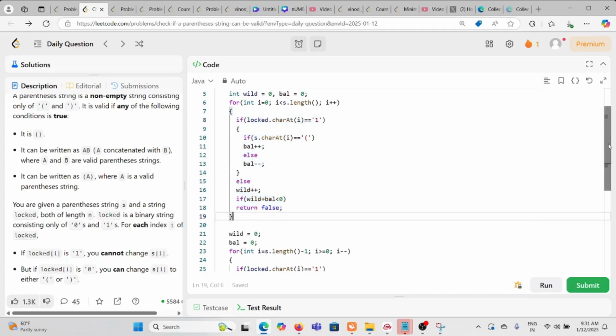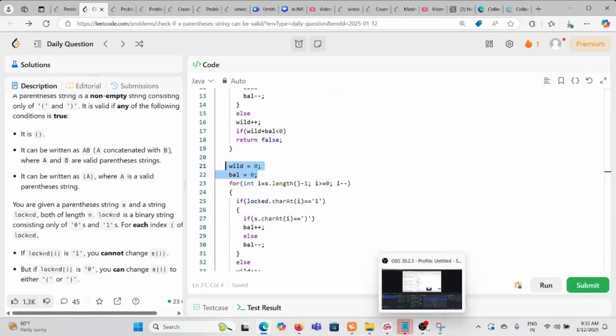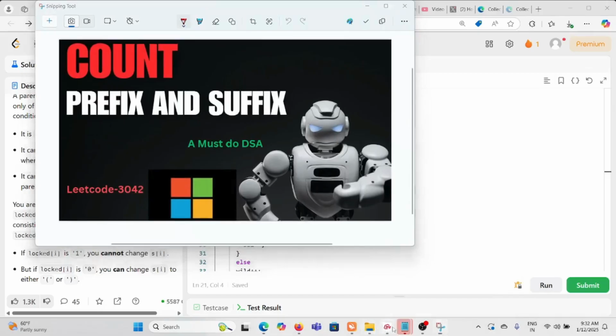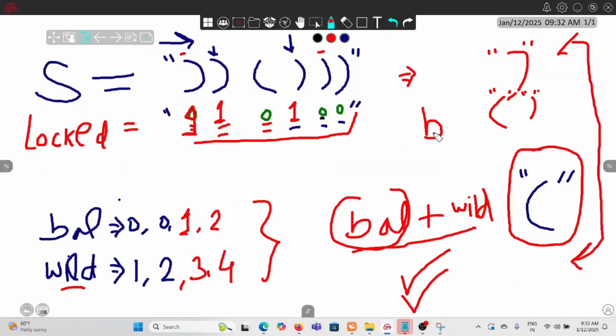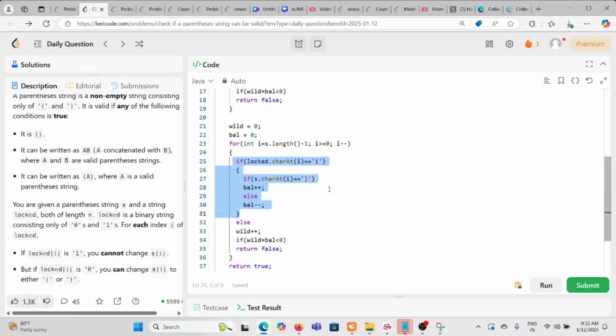We come down here and again set wild and valence, just like we did above. First we go from left to right, then we go from right to left, so I'm doing a similar thing here. This time, coming from right to left, if it is 1 and a closing bracket, we increase the balance, because we are going from right to left, otherwise balance minus minus. This is only when it is 1, because for 0 these are wild values, so we increase the wild count.